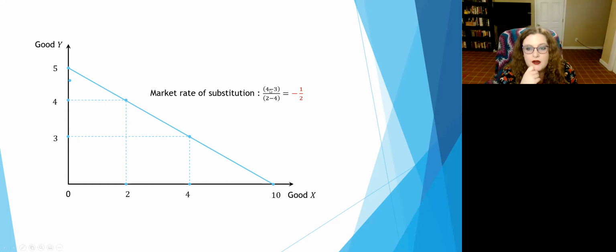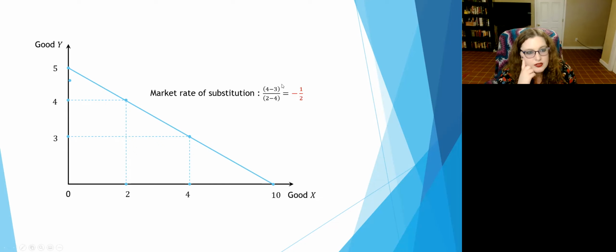Just losing my mind. All right, so we have 4 minus 3, and we're going to divide that by 2 minus 4, because we want the difference between point A and point B. So we're subtracting the second point from our first point. At our first point, we have 4 for good Y, and 2 for good X.